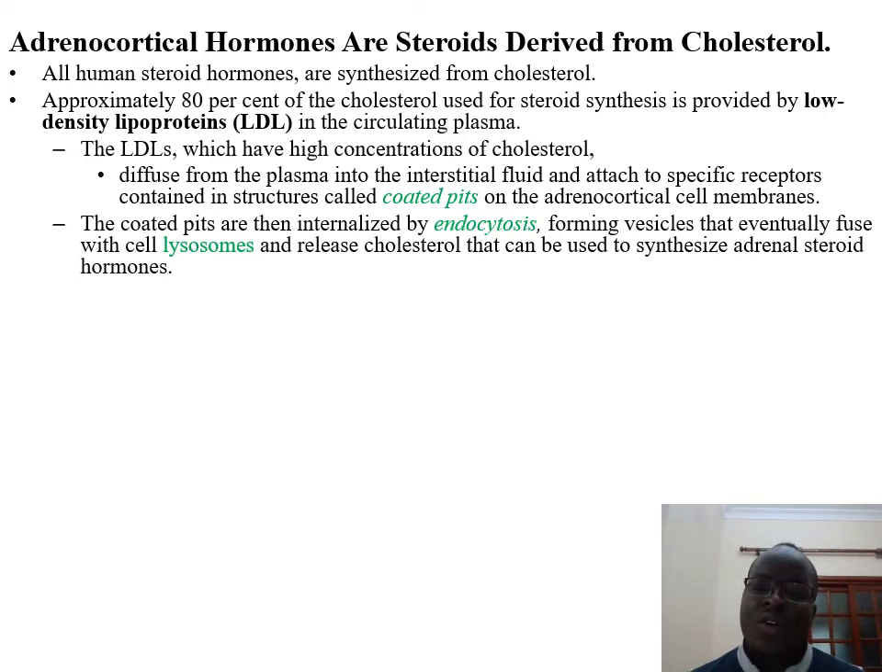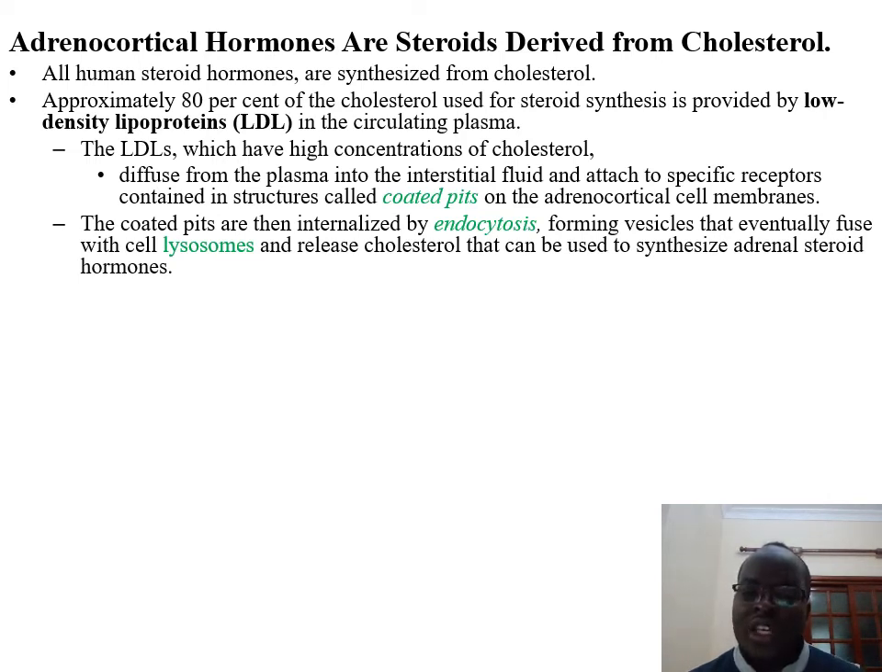The adrenocortical cell membrane contains receptors for low-density lipoprotein. These areas are called coated pits, and they contain receptors for low-density lipoprotein so that it can attach. The coated pits are then internalized by endocytosis. When low-density lipoprotein binds to the receptors, it is internalized by endocytosis, forming vesicles that eventually fuse with a lysosome and release cholesterol that can be used to synthesize adrenal steroid hormones.